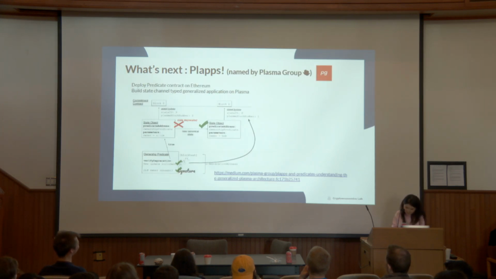In order to have a more generalized Plasma, all you have to do is deploy this special type of smart contract called a predicate on the main chain. Then you'll be able to build state channel type generalized applications on Plasma.